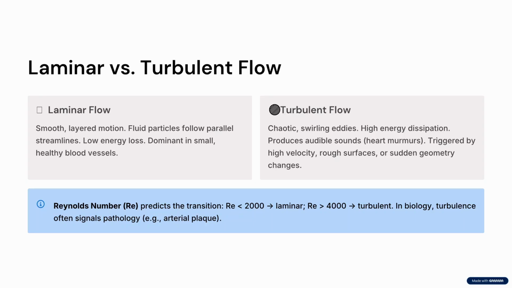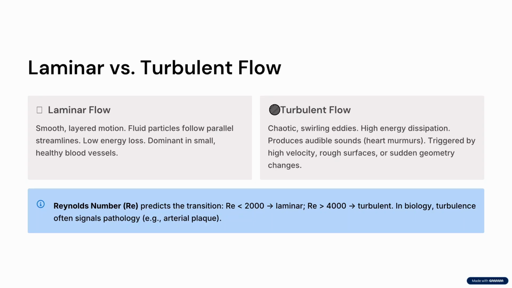We can visualize laminar flow like a highly organized marching band. Everyone is in their designated lane, moving efficiently down the street at the exact same pace. I love that visual. Nobody's bumping into anyone else, and all the energy is directed straight forward.